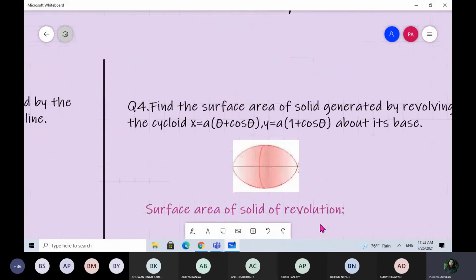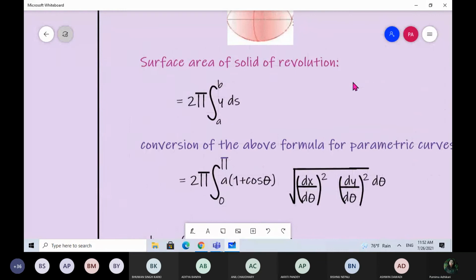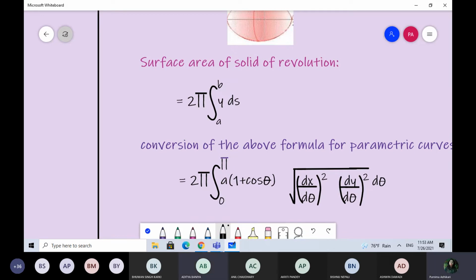So what will be your limits of integration? 0 to pi. You will take 0 to pi. If you take 0 to pi, what do you have to multiply by? Into 2 parts. Yes, very good. Into 2.